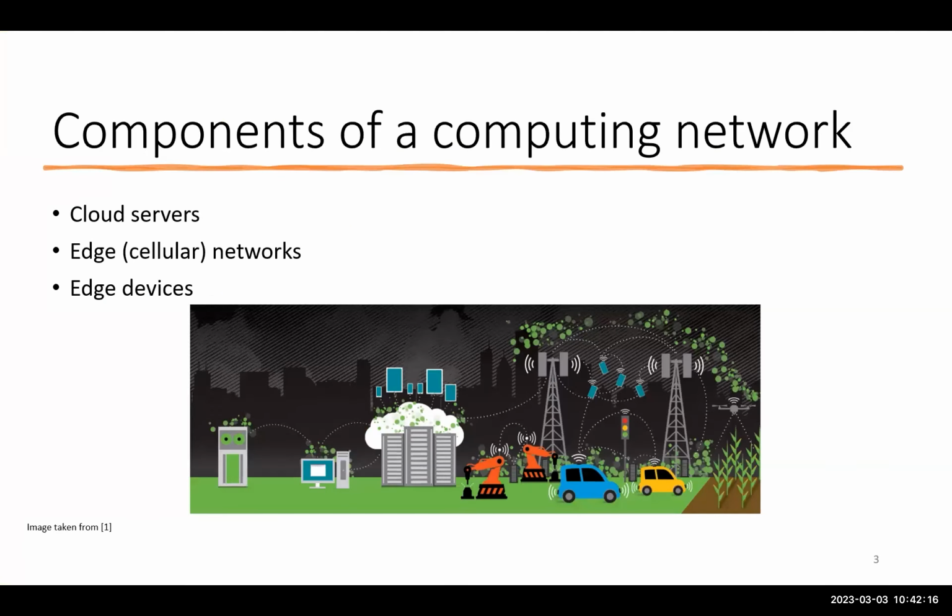Okay, so a computing network consists of three different elements. As you can see here in this picture, we have cloud servers on the internet, which are responsible for performing our computation and storing our data. We have edge network or cellular network, which is responsible for transporting that data from the cloud servers to us. And then at the end of the day, we have edge devices, our cell phone, our watches, our smart devices at home. And all of these are considered edge devices or IoT devices as well. These are three main components of a computing network.